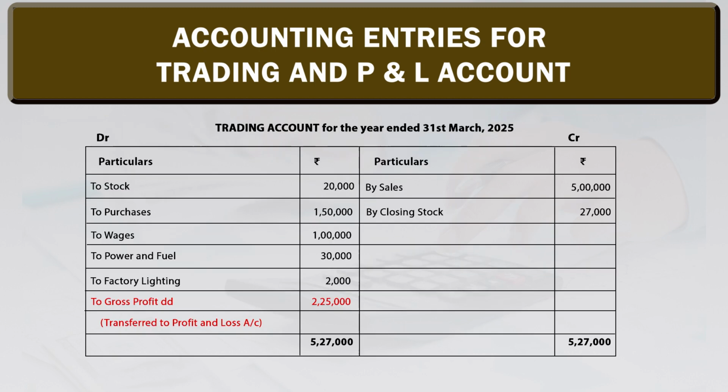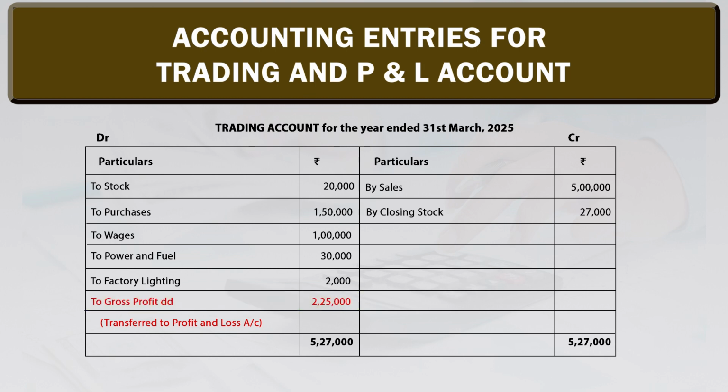Now, friends, after having these closing entries, we will prepare the trading account for the year ended 31st March 2025. Here at the debit side, first item we will show, that is opening stock 20,000, to purchase is rupees 1,50,000, to wage is 1 lakh, to power and fuel 30,000, to factory lighting 2,000 rupees. And then after, we are having gross profit of rupees 2,25,000, meaning thereby the total of credit side is more than total of debit side.